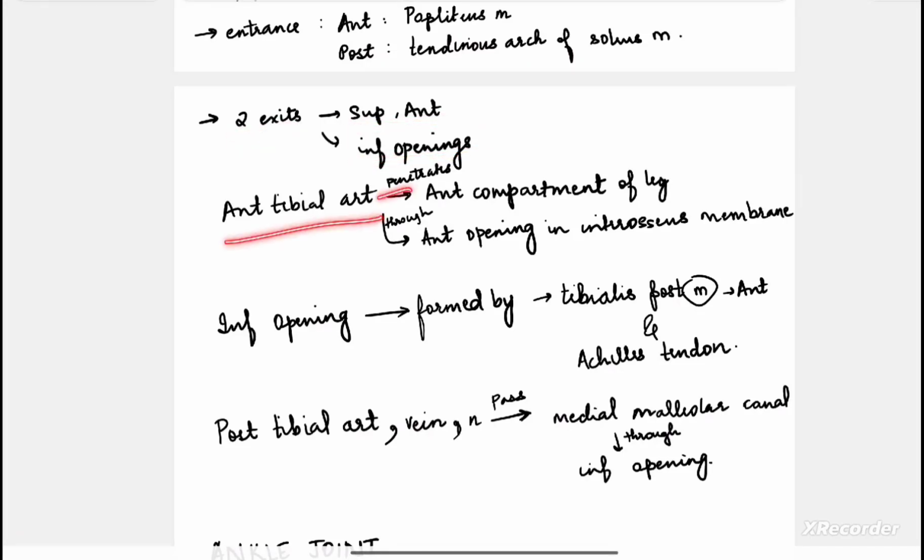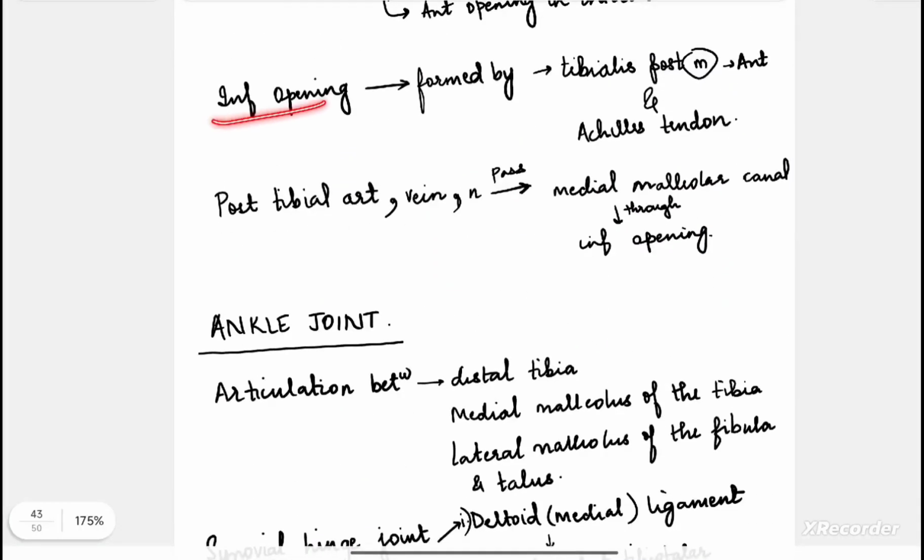The anterior tibial artery penetrates to the anterior compartment of the leg through the anterior opening in the interosseous membrane. The inferior opening is formed by tibialis posterior muscle and the anterior Achilles tendon. The posterior tibial artery, vein and nerve pass into the medial malleolar canal through the inferior opening.